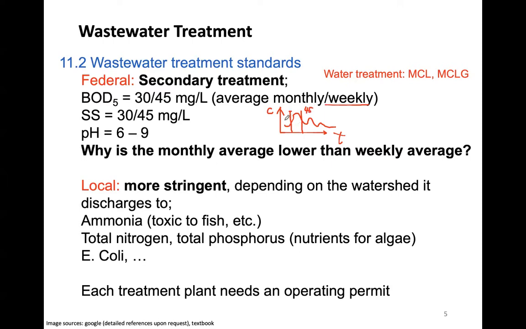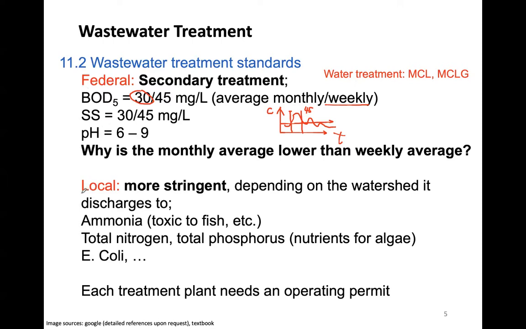But in terms of the monthly average, what we're going to look at is the entire time period. And we want to make sure that it is below a relatively low value so that it still satisfies the standard, right? So this is the federal requirements.